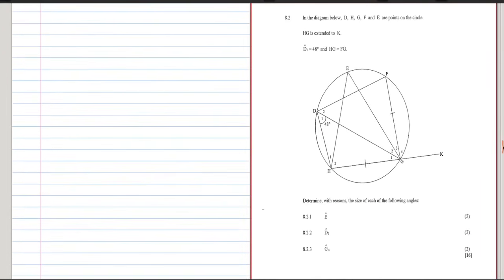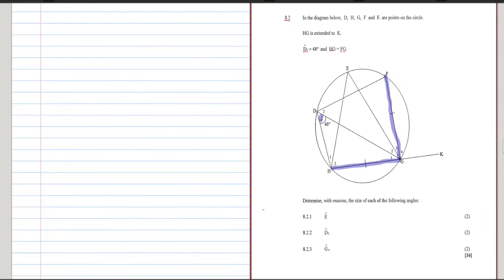Jumping to 8.2, another circle. In the diagram below, D, H, G, F, and E are points on the circumference. HG is extended to K. D1 is equal to 48, HG is equal to FG. So these are the equal lengths. So we have equal lengths.